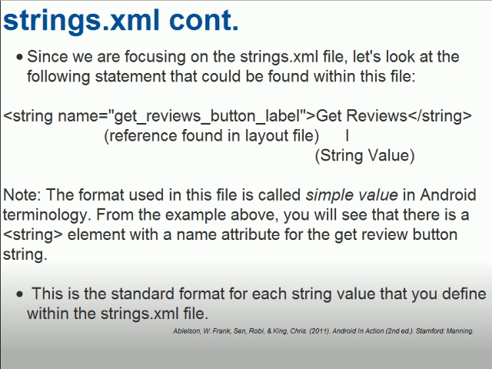Since we are focusing on the strings.xml file, let's look at the following statement that can be found within this file. The string name equals getReviews button label, getReviews, end string. The getReviews button label is the reference found in the layout file, and getReviews is the string value. Note, the format used in this file is called simple value in Android terminology. For example, above, you'll see that there is a string element with a name attribute for the getReviews button string. This is the standard format for each string value that you define within the strings.xml file.